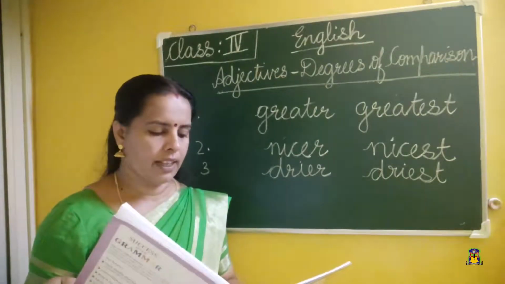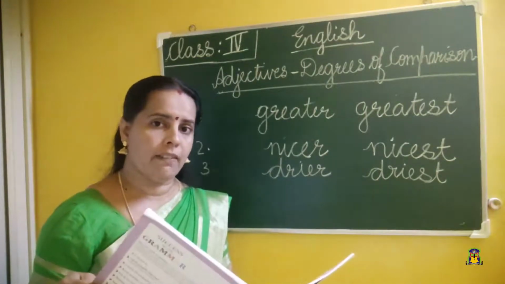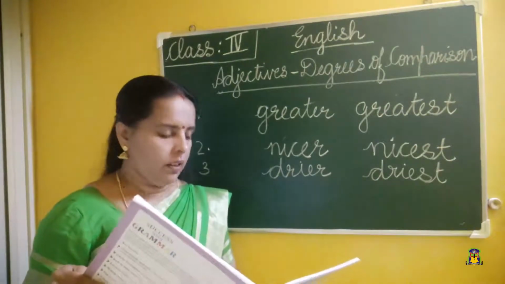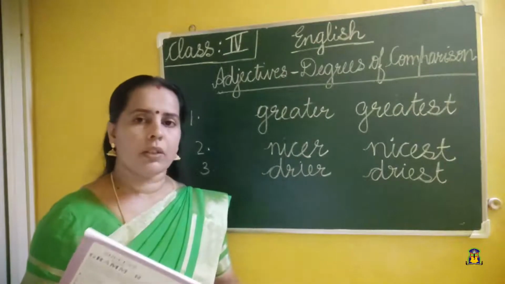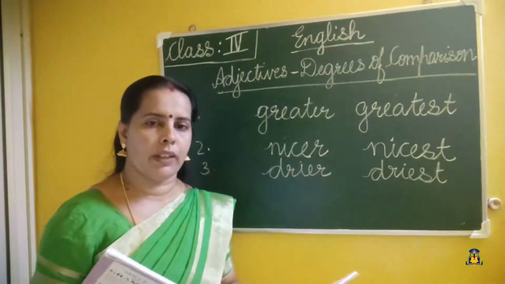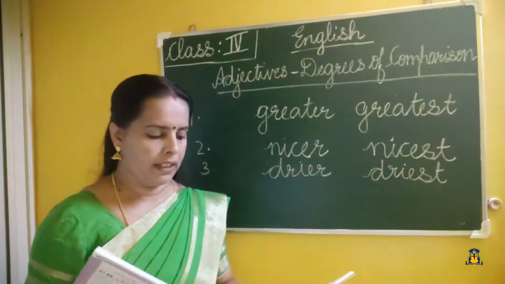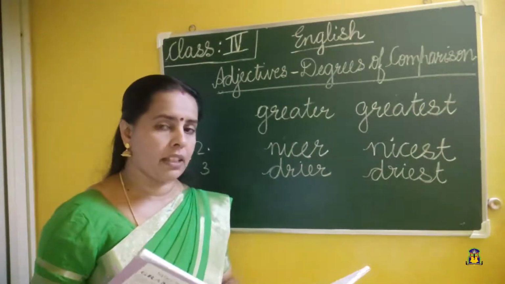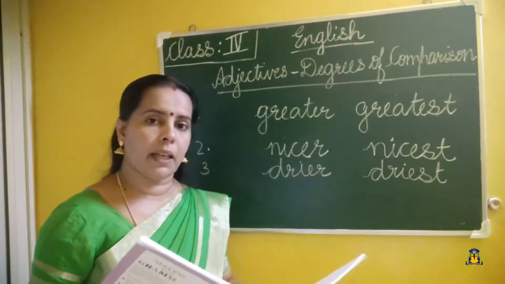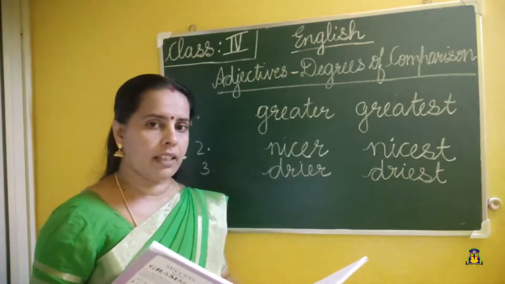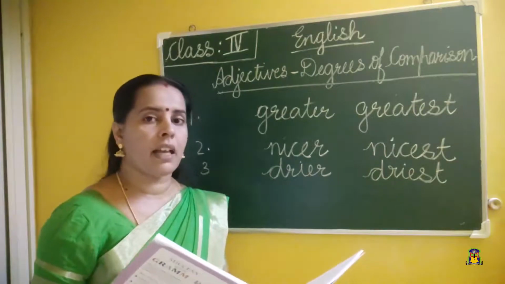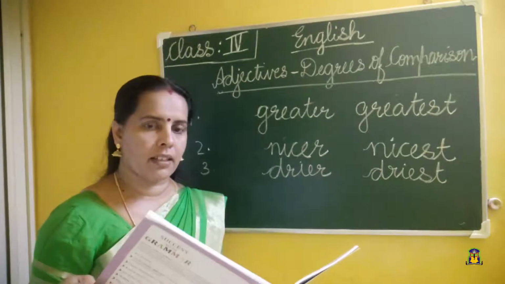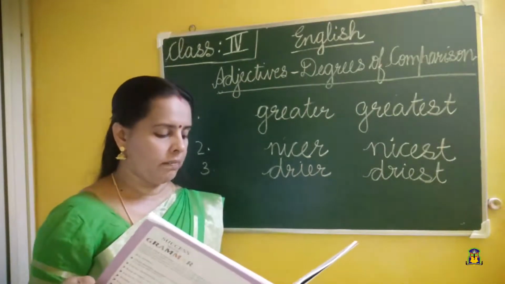Now B exercise. Change the following sentences from comparative to superlative degree. One has been done for you. So the comparative degree sentence is given there. You should change to superlative. Look at the first one. Virat Kohli plays better than many other batsmen. And the answer is Virat Kohli plays the best of all. Good, better, best.